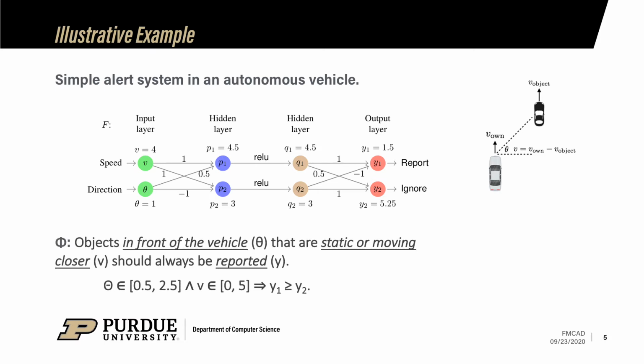Now, we can formulate the kind of safety properties we are interested in. For example, we assert that objects in front of the vehicle that are static or moving closer to us should always be reported. We can ascribe ranges to represent these terms. For example, we may assert that for all theta within the range of 0.5 to 2.5, which represents that it is in front of the vehicle, and for all v within the range of 0 to 5, which represents that it is either static or moving closer to us, the outputs should always satisfy y1 greater than or equal to y2.